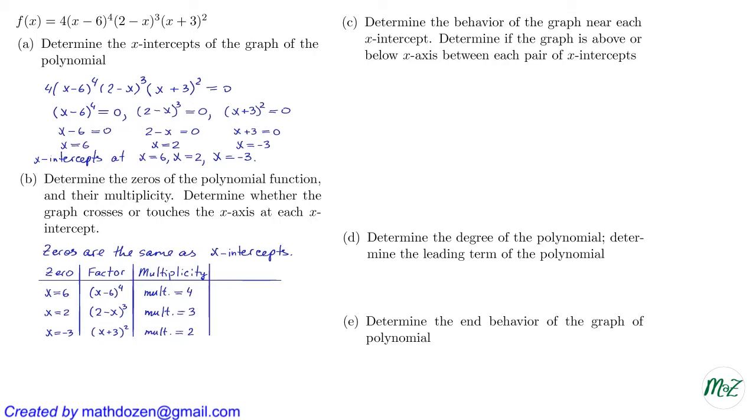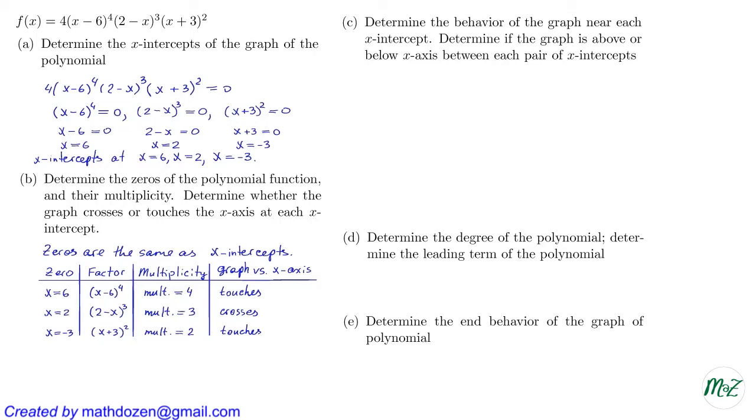And then, based on the multiplicities, we can tell what happens at each of those x-intercepts. If the multiplicity of the zero is an even number, like 4 or 2, the graph will only touch the x-axis at that x-intercept. And if the multiplicity is an odd number, like 3 or maybe 1, the graph will just cross the x-axis at that point. And so we're going to have the graph touching the x-axis at x equals 6 and x equals negative 3. And the graph is going to cross the x-axis at x equals 2.